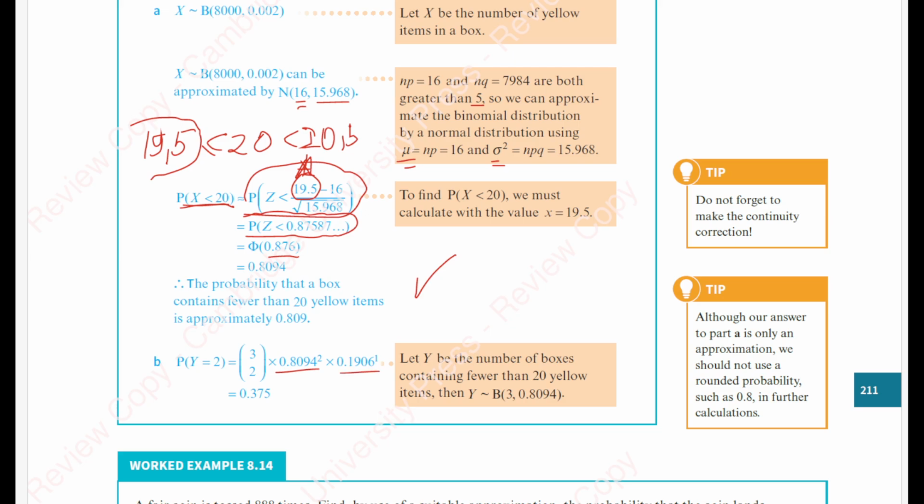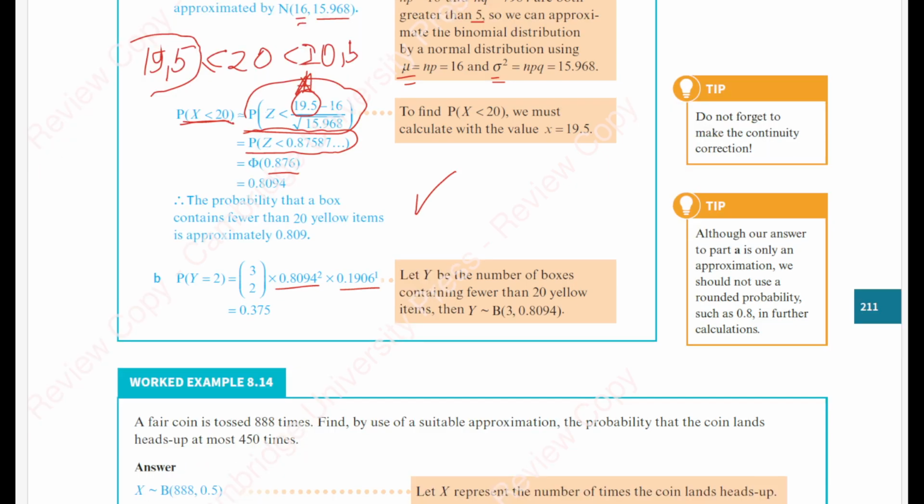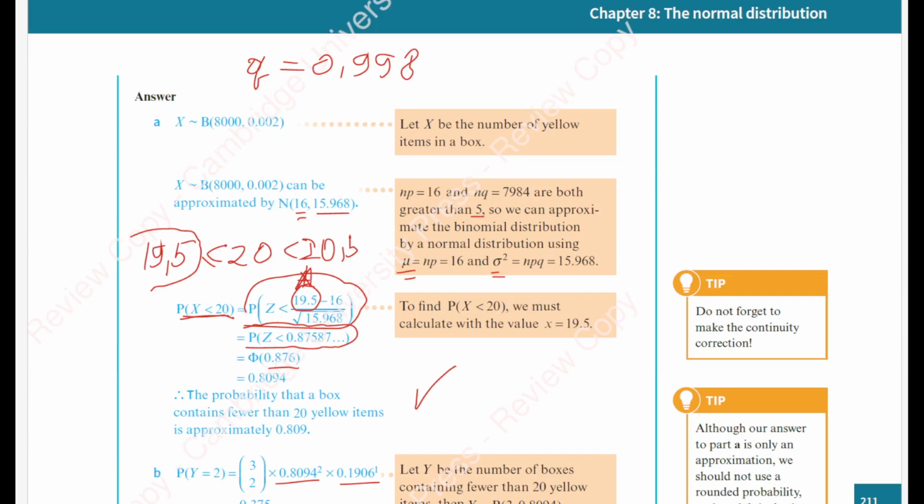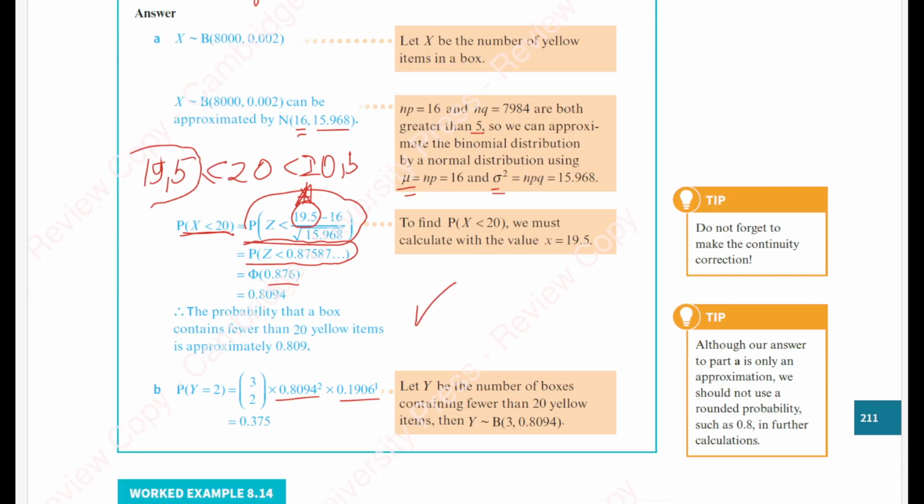This is that they don't contain yellow, and then you have 3 over 2, the combination, because if you have selected 3 boxes, each box can be either yellow or not. So if it is yellow, it is this. If it is not yellow, then this. Now, of course, if you select 3 boxes, you have 2 yellow and 1 not yellow. And then you have the combinations. How many different combinations are there? There are 3. And that's why you just do it like this.